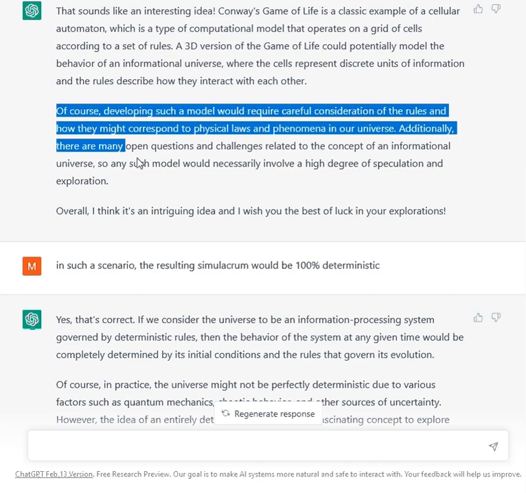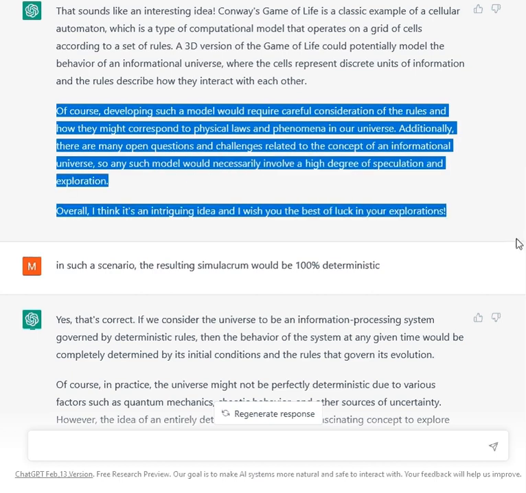So he knows exactly what I'm talking about there, right? And in 3D, I mean, he knows that. Then he thinks about it. He goes, well, that can apply to the real universe. He goes, of course, developing such a model will require careful consideration of the rules and how they may correspond to physical laws and phenomena in our universe. Additionally, there are also many open questions and challenges related to the concept of an informational universe. So any such model would necessarily invoke a high degree of speculation.